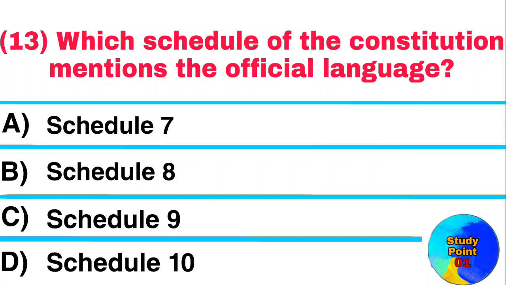Question. Which schedule of the Constitution mentions the official language? A. Schedule 7. B. Schedule 8. C. Schedule 9. D. Schedule 10. Answer. Schedule 8.